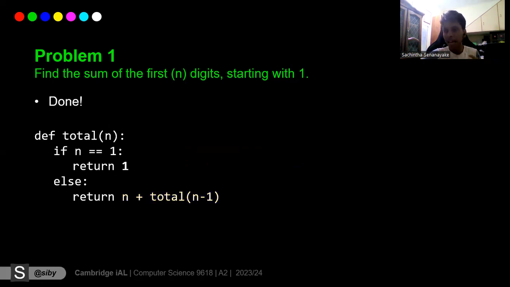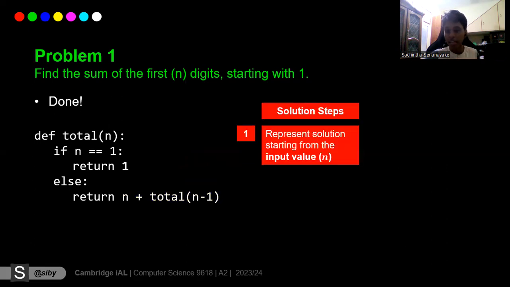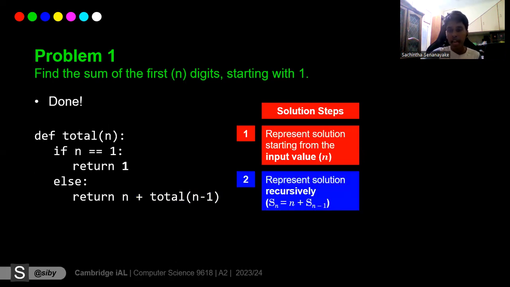So let's quickly recap. This is all we need to do for our recursive function. Let's see how we did this. We represent the solution starting from the input value. Rather than representing the sum of n digits as 1 plus 2 plus 3 plus 4 all the way until n, we represent it as n and n minus 1 and n minus 2 all the way down to 3, 2, 1. Represent it the other way, starting from the input value. And then we represent the solution recursively.